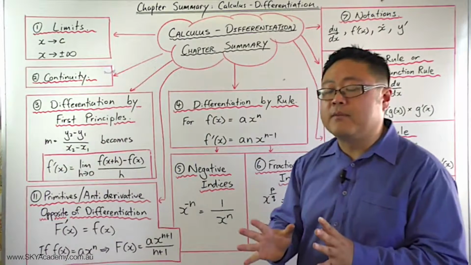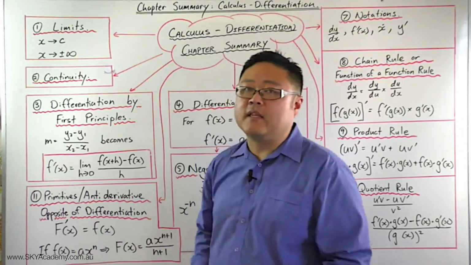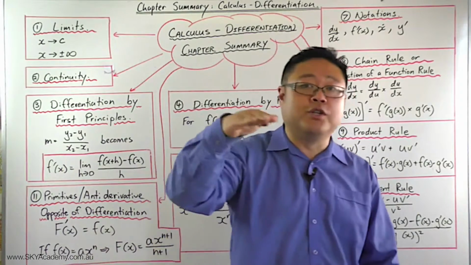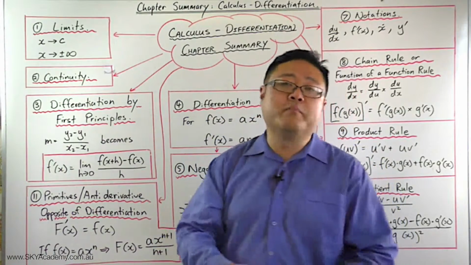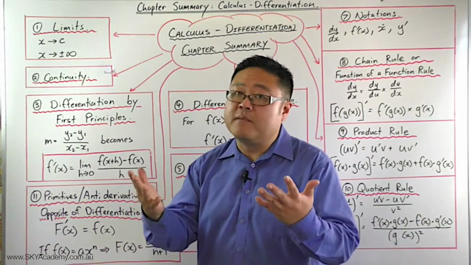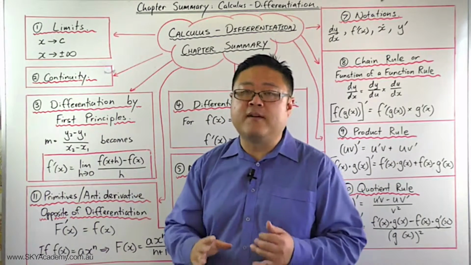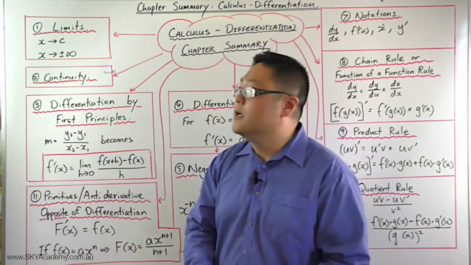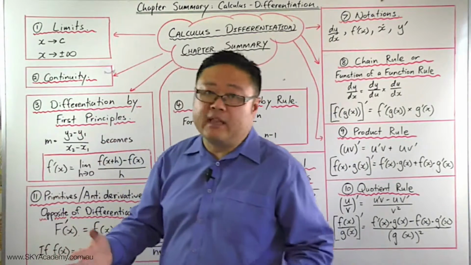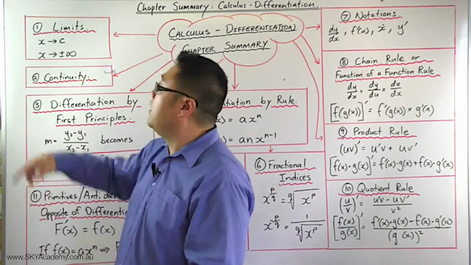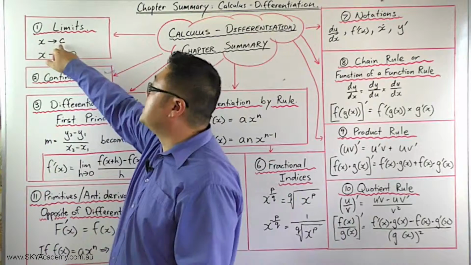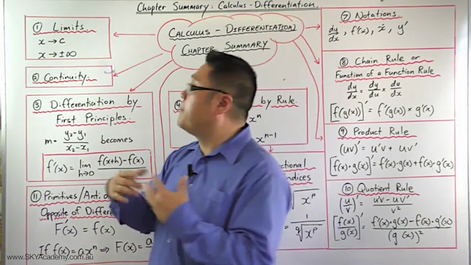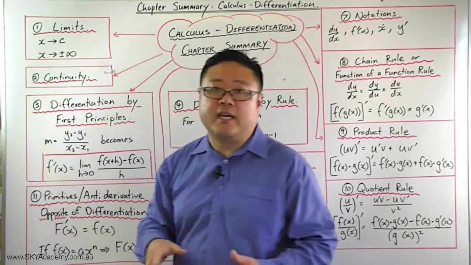So we started off looking at limits. What is a limit? A limit is basically the value that a particular function approaches, which may or may not necessarily be what that particular function is equal to as it approaches a certain value. For example, the limit of a function as x approaches c is the value that that particular function approaches as x does approach c.